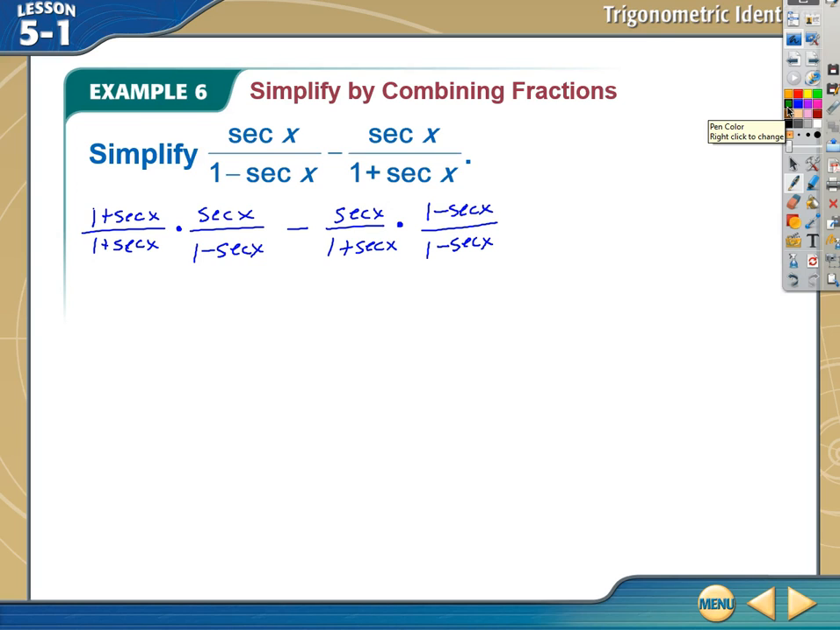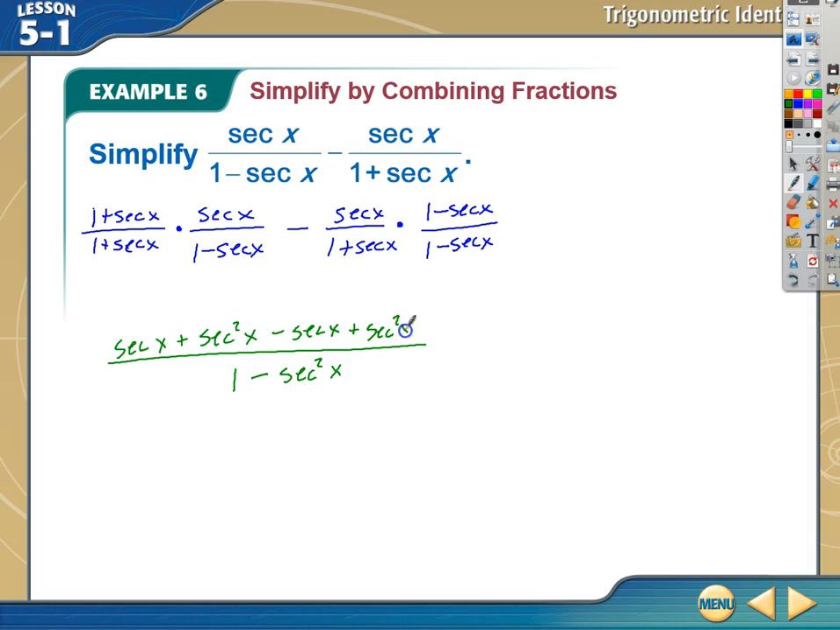So what you should recognize from Algebra 2 is 1 plus secant x times 1 minus secant x is a difference of two squares. Okay, it's your unfoiling of that. So when I multiply the two, my common denominator for the whole business is going to be 1 minus secant squared of x. And I go ahead and multiply this. Secant times 1 is secant x. Secant times secant x is secant squared of x. A negative secant times 1 is a negative secant x. A negative secant times a negative secant is a positive secant squared x.